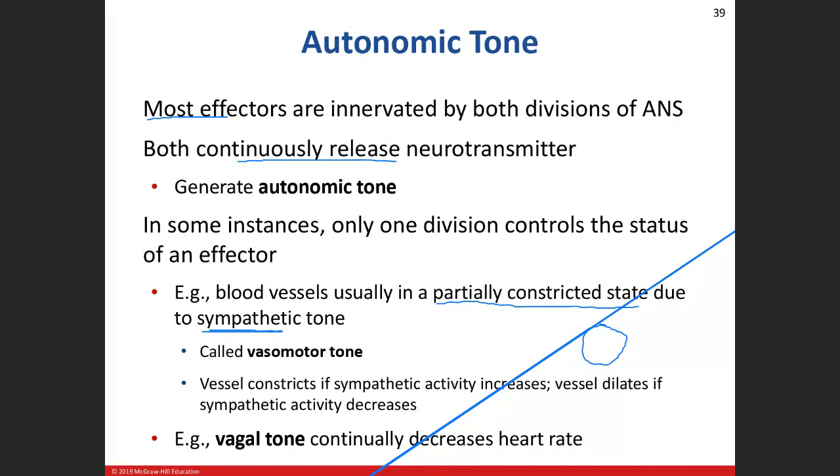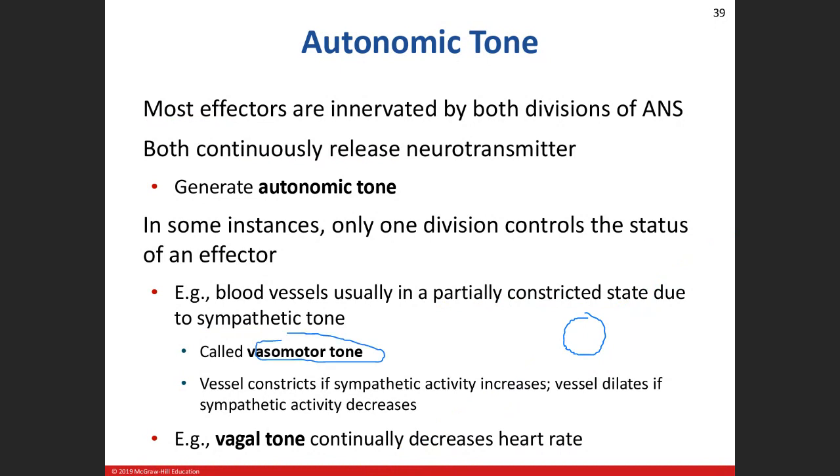All right? And so we would be limited to how much dilation we could have. But the fact that we had that vasomotor tone and the fact that these blood vessels are partially constricted gives us more options. We can constrict more, we can constrict them less. And depending on what the sympathetic nervous system does will determine the effector outcome. Meaning, if we increase the activity of the sympathetic nervous system on the blood vessel, what will happen is we'll constrict the blood vessel more.